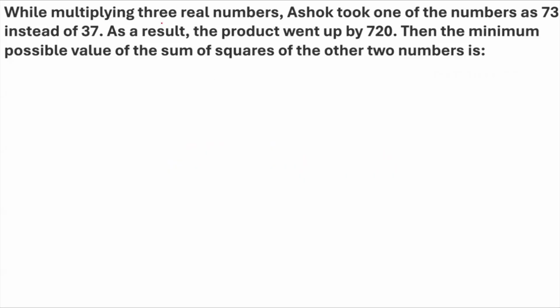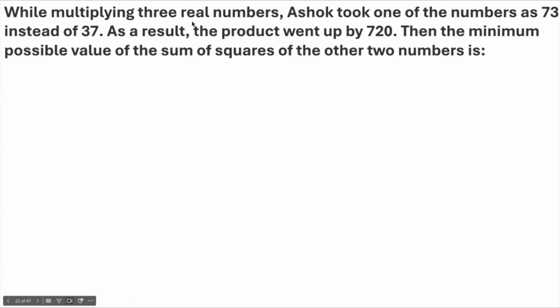All right, while multiplying three real numbers, Ashok took one number as 73 instead of 37. As a result, the product went up by 720. Then the minimum possible value of the sum of the squares of the other two numbers is?